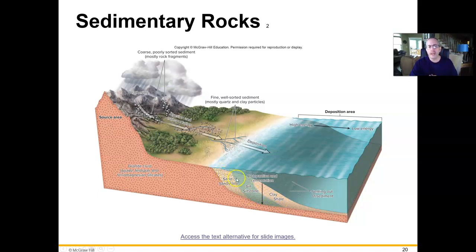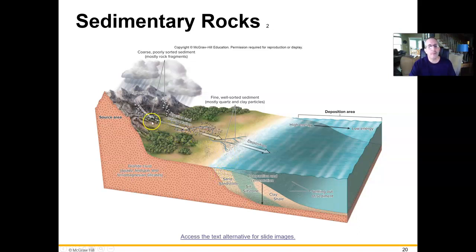So the reason that you see these different ones at different distances from the beach is because sand is a bigger particle than silt, and silt is a bigger particle than clay. And remember, the water only has a certain capacity to carry these particles. The heavier the particle, it falls out sooner in the water column. So your bigger particles are going to fall out earlier.